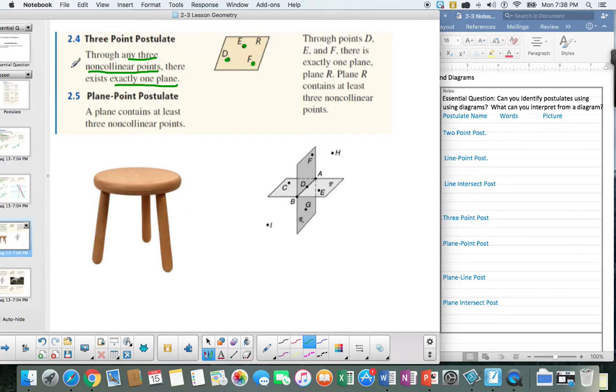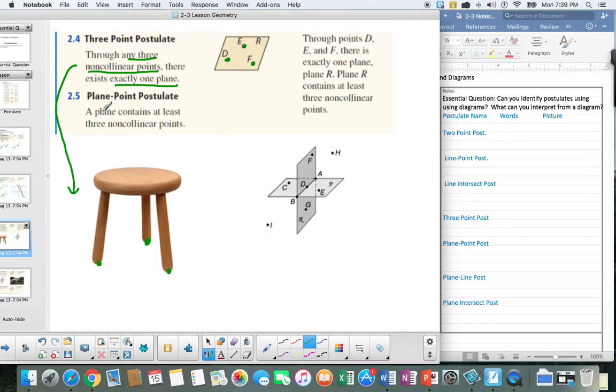Now, let me give you an example of this postulate. This is a 3-legged stool. 3-legged stools are one of the most stable stools. They have 3 points, 3 non-collinear points. And when you put them on the ground they can act like a plane, and you notice that they're sturdy. You're not going to have a wobbly stool at all.